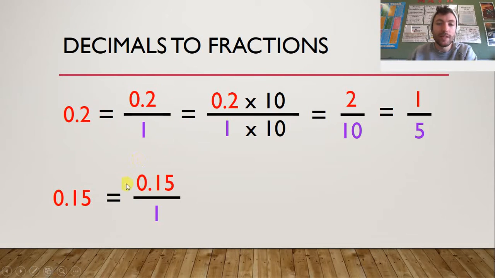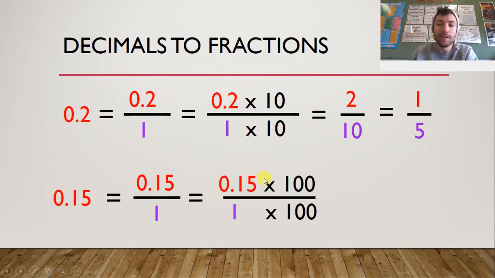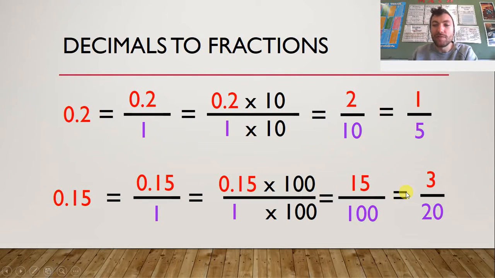Now 0.15. We're going to do the same, so we put it over 1. Here we see that we need to move the decimal place 2 spots. So instead of timesing by 10, we're going to times by 100, because it needs to go 2 places. So we've got 0.15 times by 100, and 1 times by 100. So we've got 15 on top and 100 on the bottom. And we can simplify that as well, by dividing by 5, and it's going to be 3/20. And so that's our decimals to fractions.